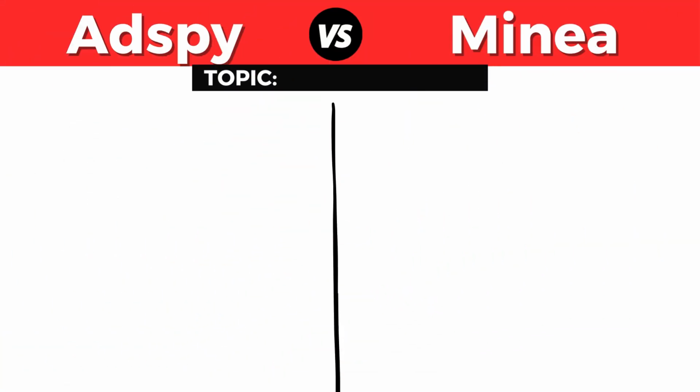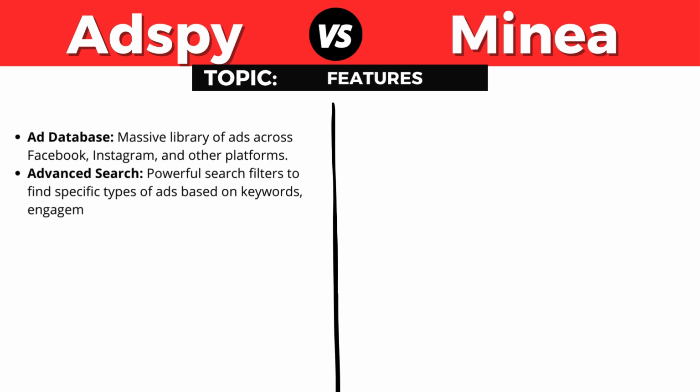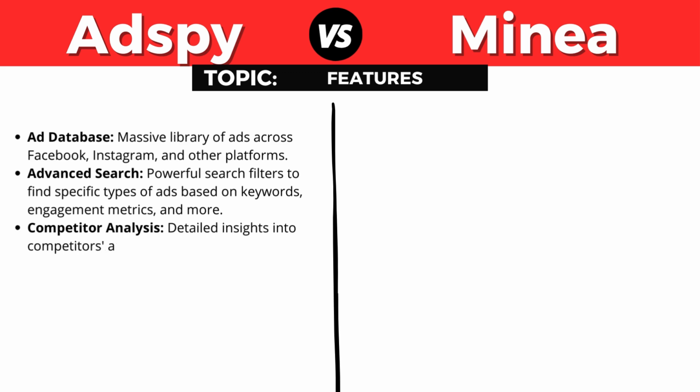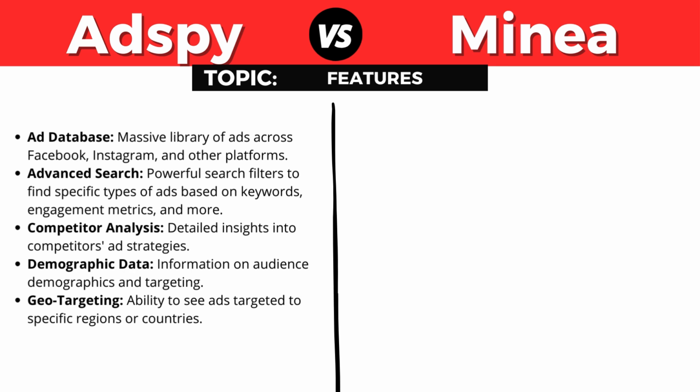Let's go. Yes, people, welcome to my computer, and we're gonna give you a good comparison. And we're gonna start with the features. Adspy has a database and a massive library of ads across Facebook, Instagram, and other platforms. It has an advanced search, powerful search filters to find specific types of ads based on keywords, engagement metrics, and more. It has a competitor analysis and a detailed insight into competitors and ad strategies.